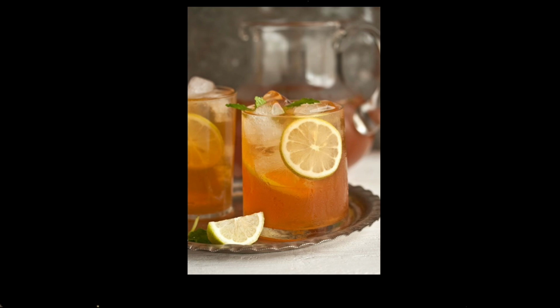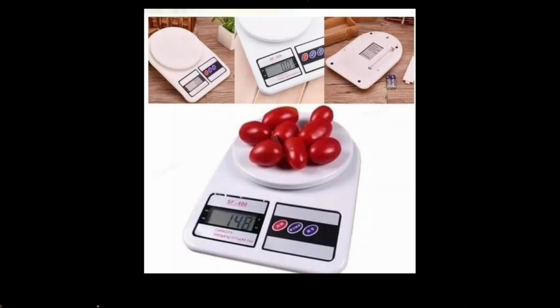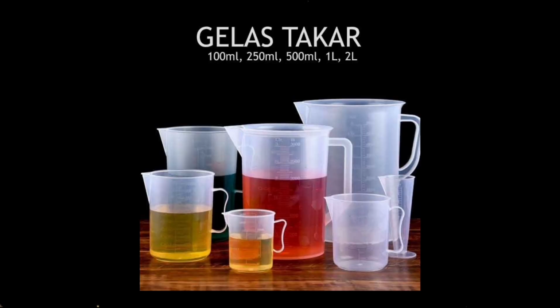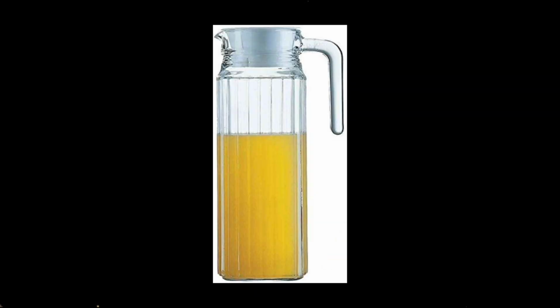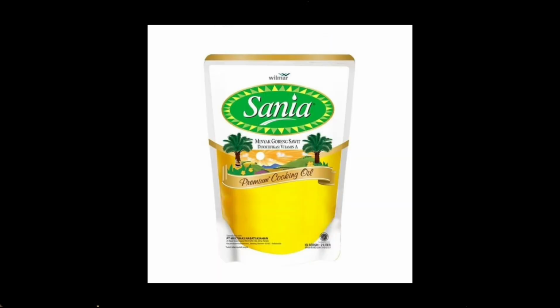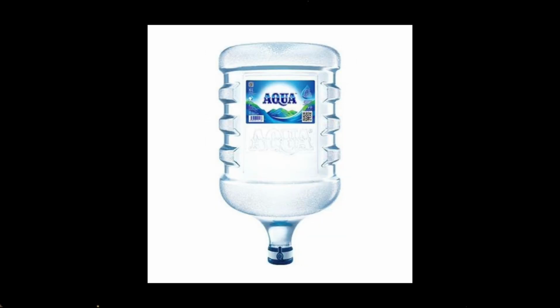Well, there are many ways to do this. It depends on how you measure the quantity. For example, you can use weight, volume, or length. One liter of orange juice, two liters of cooking oil, and nineteen liters of water.